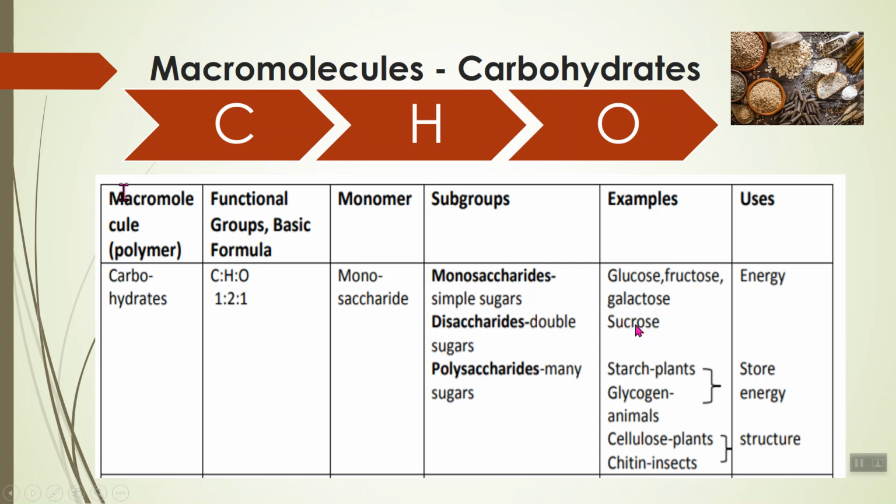A disaccharide is sucrose, which is our table sugar that we add in tea and coffee, and monosaccharides are glucose, fructose, and galactose. What's the primary function of carbohydrates? It gives us energy. That's why we eat a lot of carbs as the main part of our diet. And of course cellulose and chitin are structural. The insect exoskeleton is made up of chitin, so that is part of the structure.